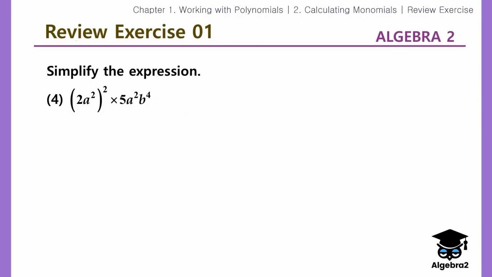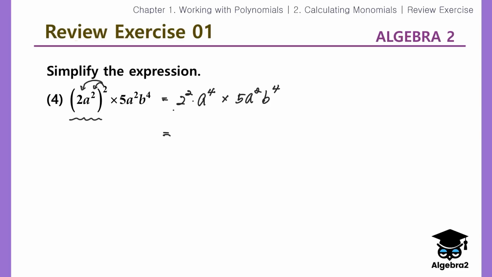Number 4, we have a parenthesis here. So we're going to eliminate this parenthesis first. 2 squared times a squared, 2 times 2 is what? A to the 4, right? And we have 5a squared b to the 4.